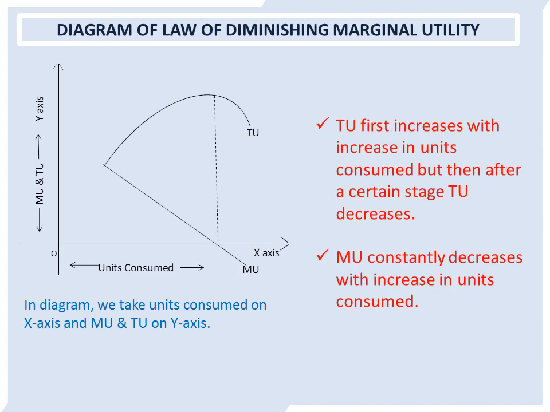The same thing is depicted in the form of a diagram. We take units consumed on the x-axis and MU and TU on the y-axis. We get a TU curve and an MU curve. As you can see, the dotted line shows that when TU is maximum, MU becomes 0 and touches the x-axis. So TU first increases with increase in units consumed, but after a certain stage TU starts decreasing. MU constantly decreases with increase in units consumed.